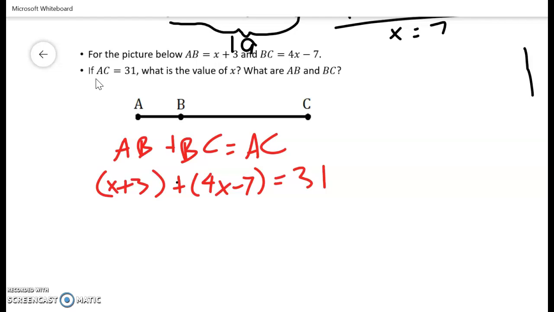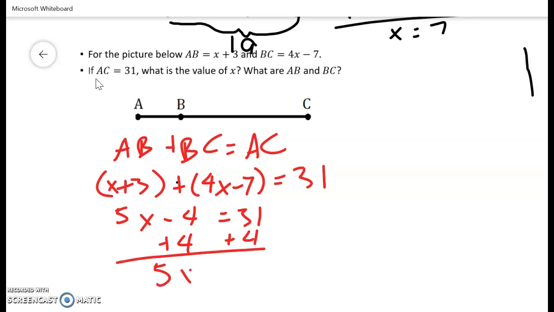So if we put this together, X plus 3 plus 4X minus 7. I combine the X's, that's 5X. 3 minus 7 is minus 4, equals 31. To solve this, I would add 4 to both sides. And then I have 5X equals 35. Divide by 5. So I find out that X is equal to 7.